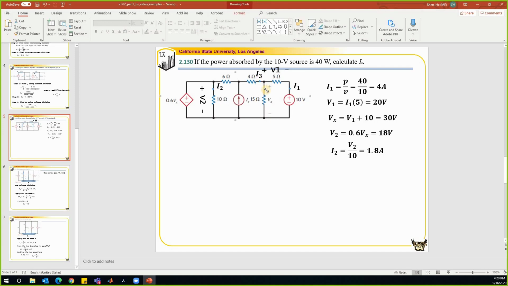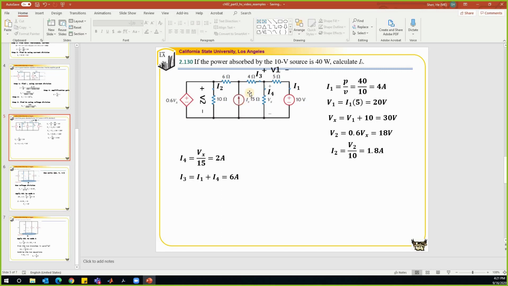So let's call this current I4. So I can find the current I4 by using Ohm's law, which is equal to Vx divided by the resistance 15. That is 30 divided by 15, so that's 2 amp. Then we can find I3 by using KCL, right? I3, the current goes into the node that will be split into two branches. The current into the node is equal to the current leaving the node. So that is equal to I4 plus I1. 4 plus 2, 6 amp.